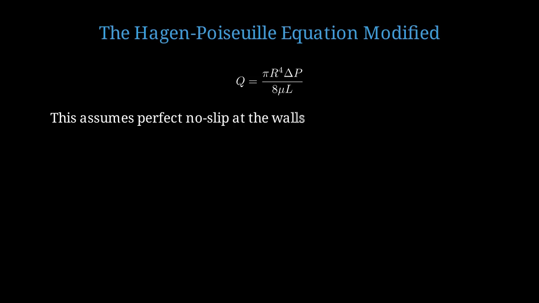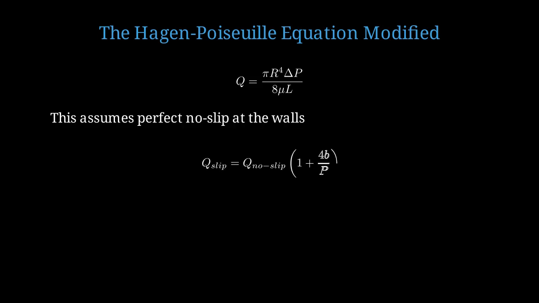Let's look at how slip flow affects the classic Hagen-Poiseuille equation for flow through a pipe. The classical Hagen-Poiseuille equation states that the volumetric flow rate Q equals pi times the radius to the fourth power times the pressure difference divided by 8 times the viscosity times the length. This equation assumes perfect no slip at the walls, but what happens when we have slip?